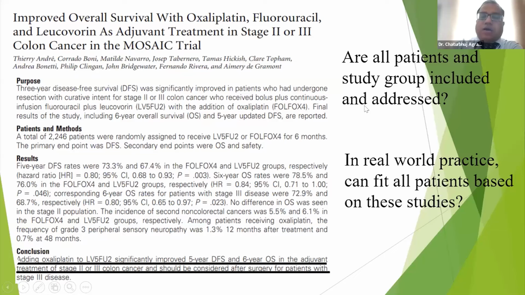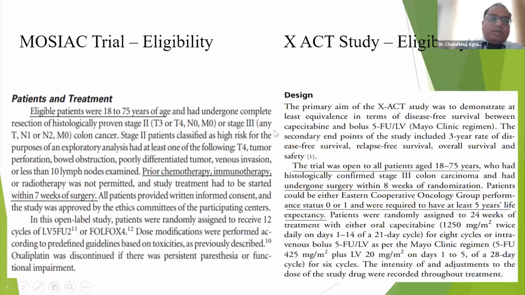But the question is, are all patients included and addressed? And in real world practice, can we fit all patients based on this study? The eligibility criteria of the MOSAIC trial were 18 to 75 years of age, and patients with prior chemotherapy or immunotherapy within 6 weeks of surgery were allowed. Similar was the ACCENT study. The trial was open to all patients aged 18 to 75 who underwent surgery within 8 weeks of randomization.